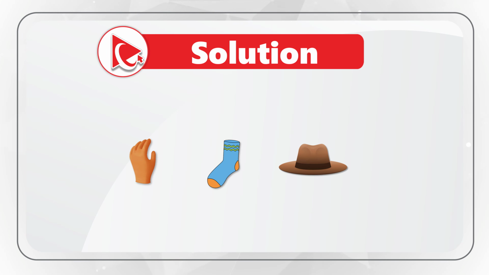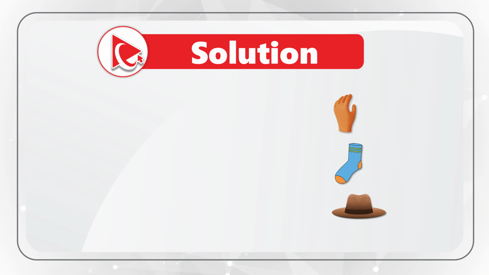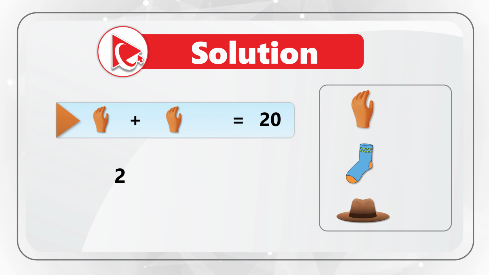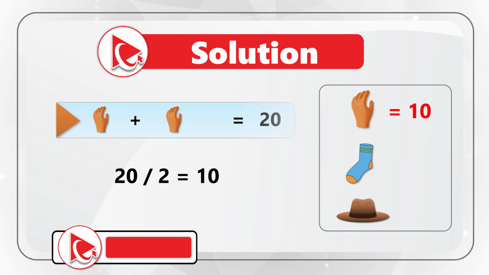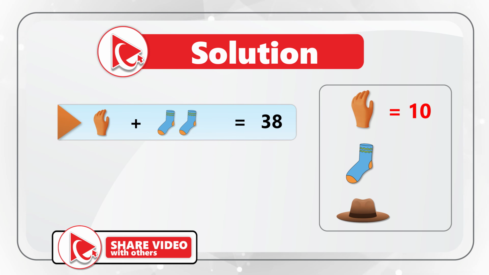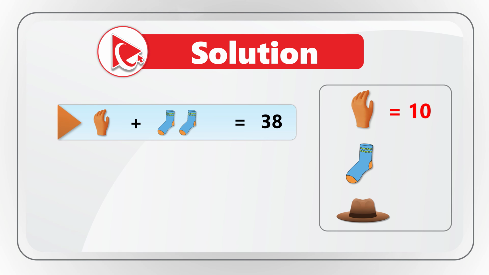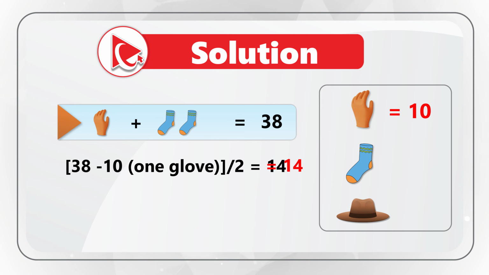Obviously, to solve this challenge, you need to find the numbers associated with each object. You need to find the numbers for glove, for sock, and for the hat. Let's look at each expression in more detail. Since 2 gloves equals 20, 1 glove is equal to 10, because 20 divided by 2 equals 10. Let's go to the second expression. 1 glove and 2 socks equals 38. Let's do the math to calculate what's the value of the sock. 38 minus 10, which is the calculated value for 1 glove, and then divided by 2 equals 14, which means that the numerical value associated with 1 sock is 14.